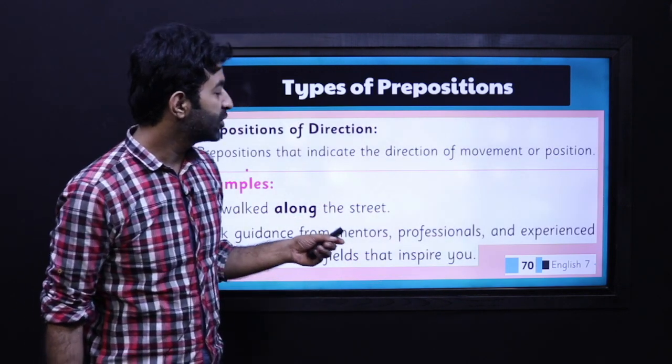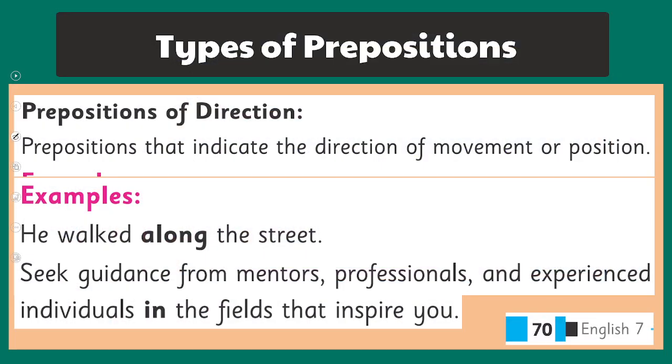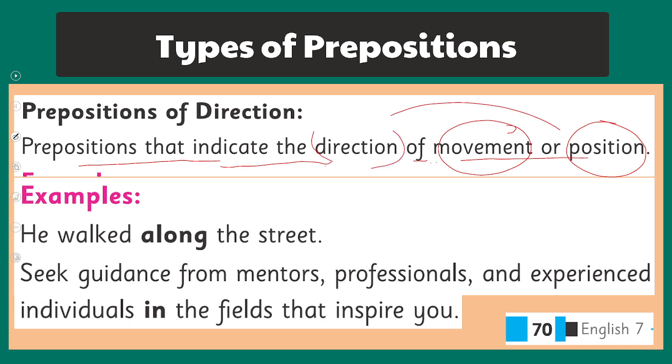Now, preposition of direction is specifically indicating the direction of movement or position. So if something is moving or something is positioned somewhere, we need to tell the direction of it. For example, he walked along the street.